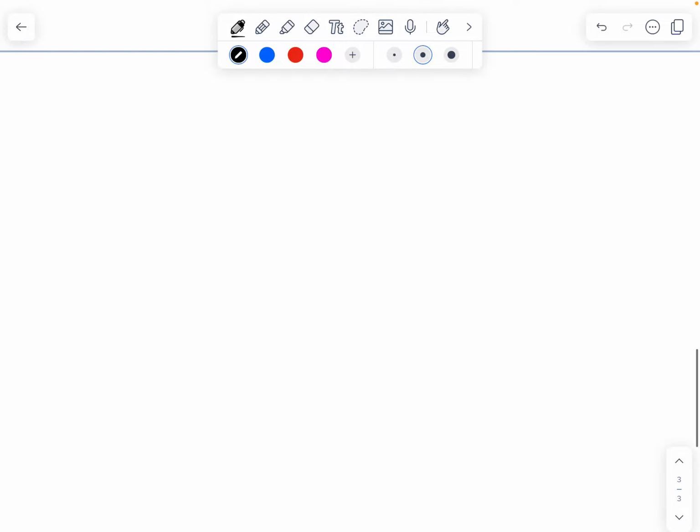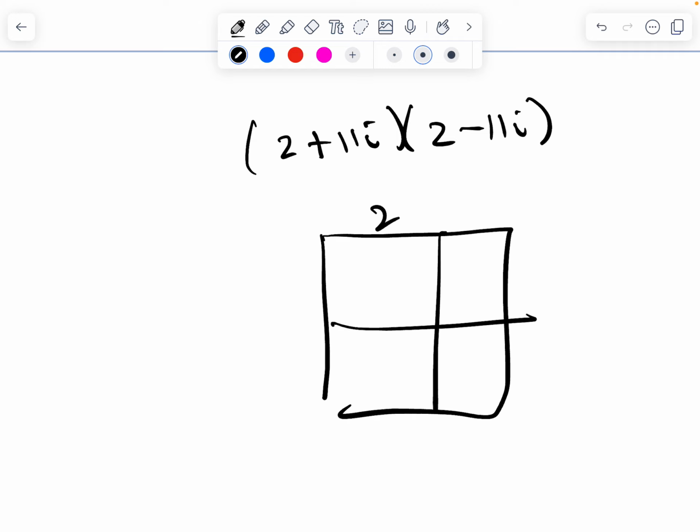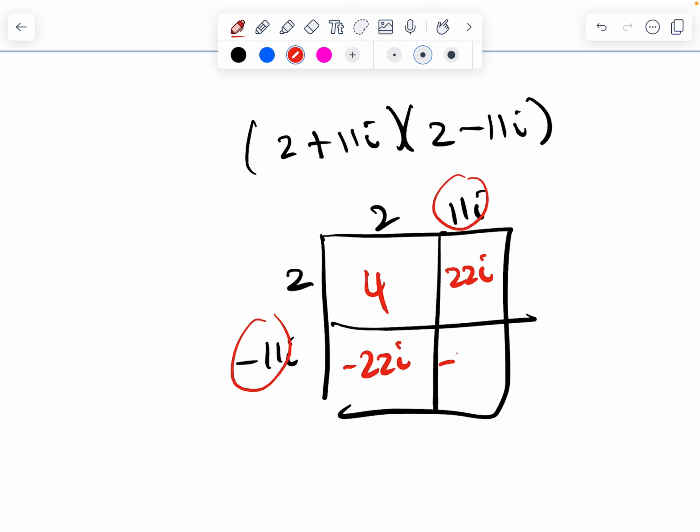Okay, let's do another one here. This one I want you to do on your own. Pause the video and give this one a try. 2 plus 11i, and then 2 minus 11i. Okay, so you've got your box, you've got your 2, 11i, you've got your 2 minus 11i. Multiply them. 2 times 2 is 4. This is positive 22i, negative 22i, and negative 11i times positive 11i becomes negative 121i squared.